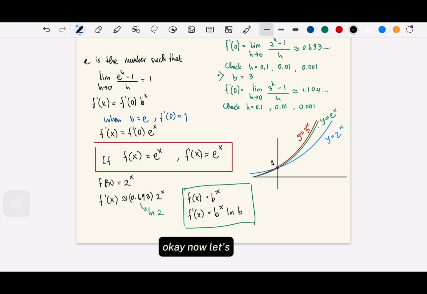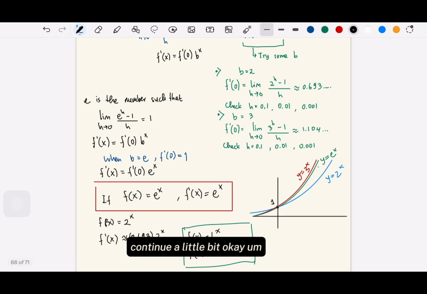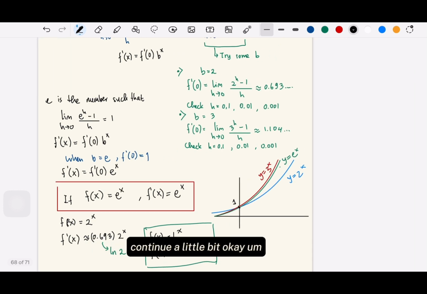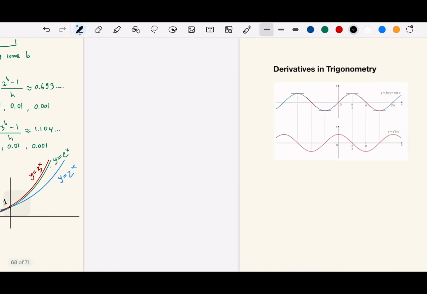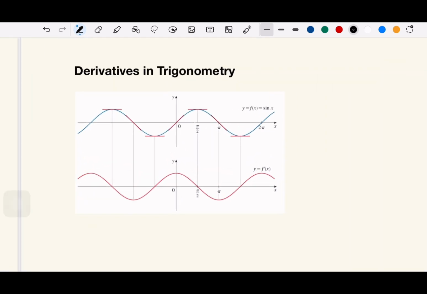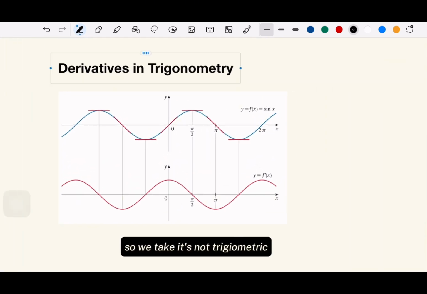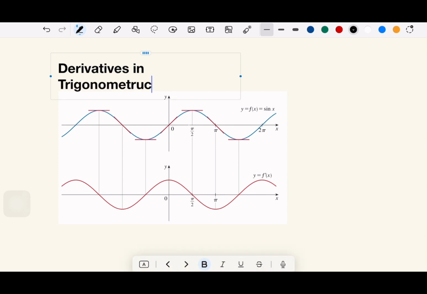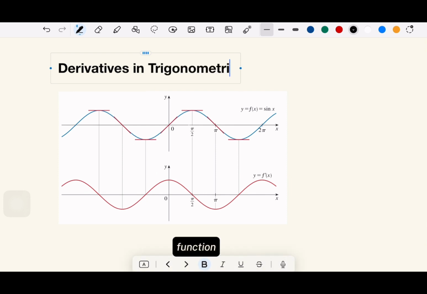Okay, now let's continue a little bit. So we take, it's not trigonometric, sorry. It should be a trigonometric function.